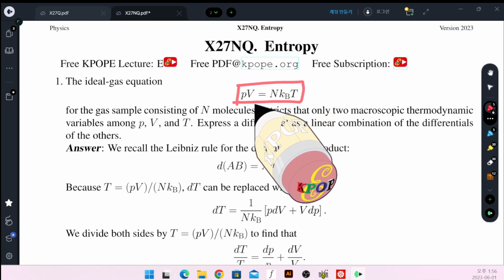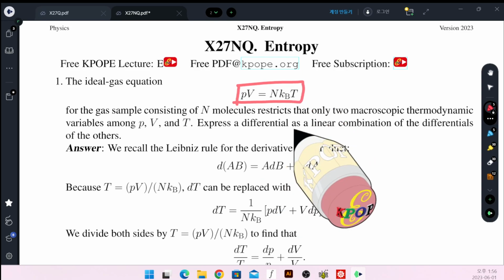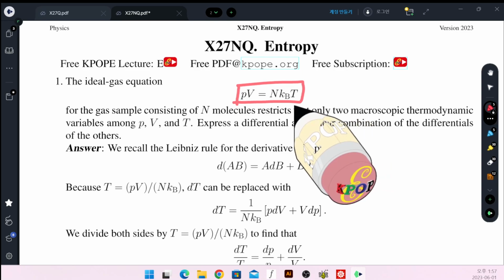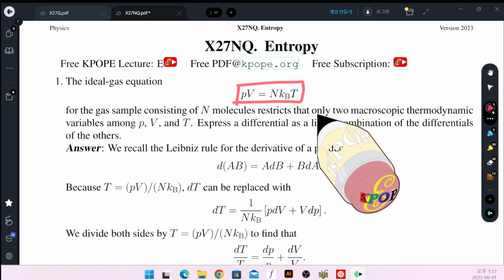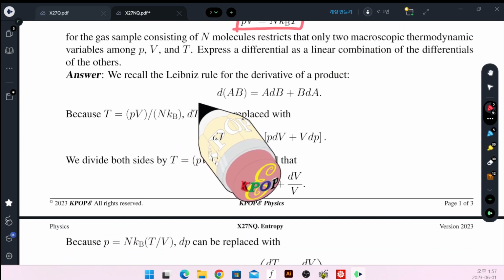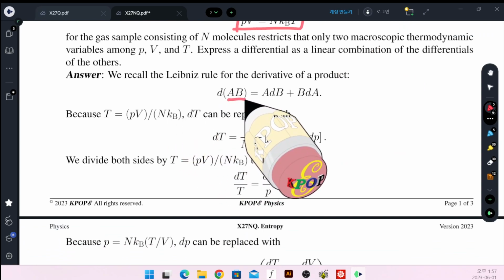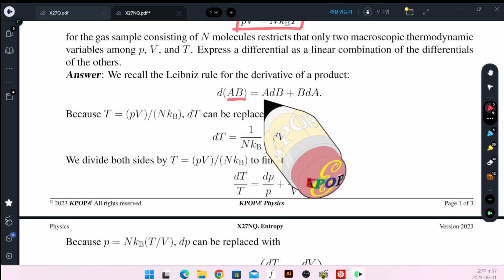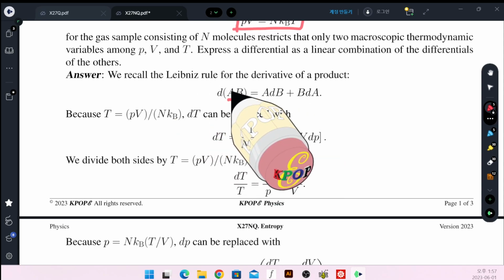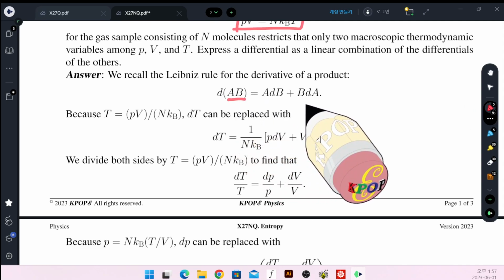However, among P, V, T, only two of them are independent. So we'd like to consider the dependence of the three thermodynamic variables. First of all, when we compute the total differential of a product AB, simply by applying the Leibniz rule, we find it is equal to AdB plus BdA.